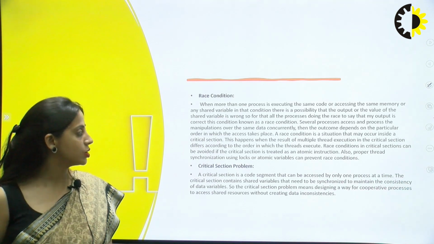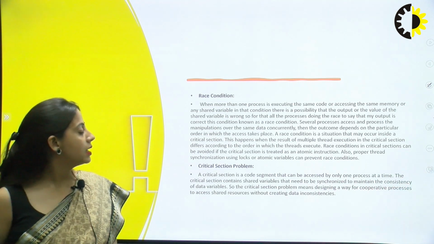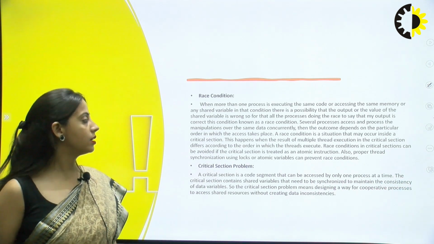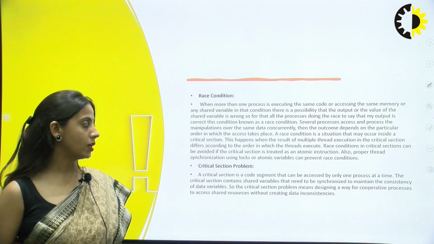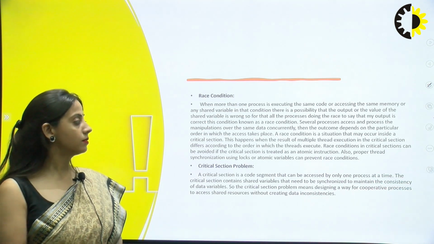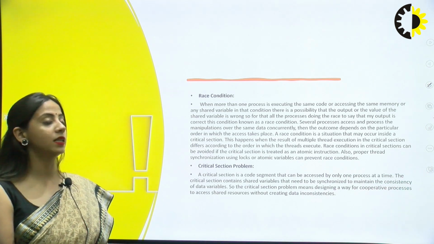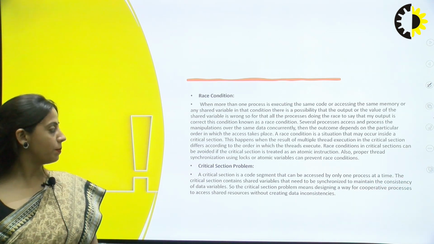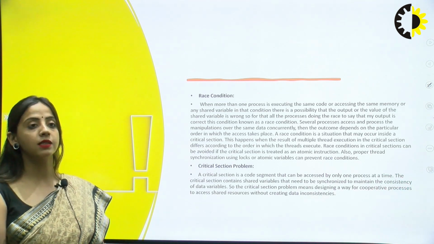A race condition is a situation that may occur inside a critical section. This happens when the result of multiple thread execution in the critical section differs according to the order in which the threads execute. Race conditions in critical sections can be avoided if the critical section is treated as an atomic instruction. Also, proper thread synchronization using locks or atomic variables can prevent race conditions.